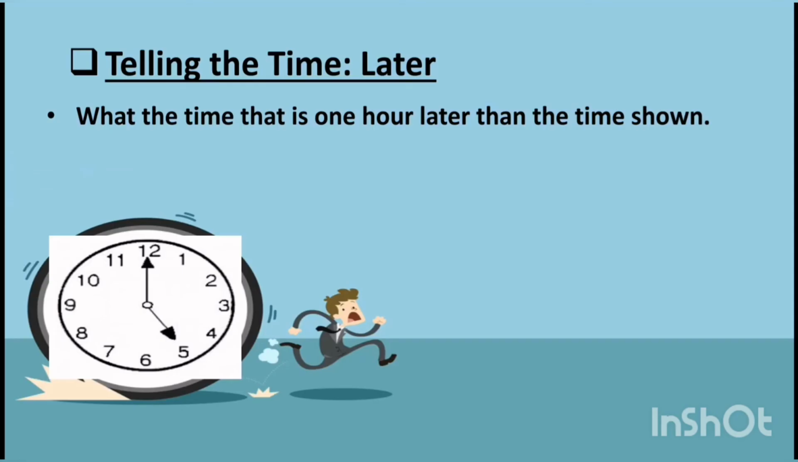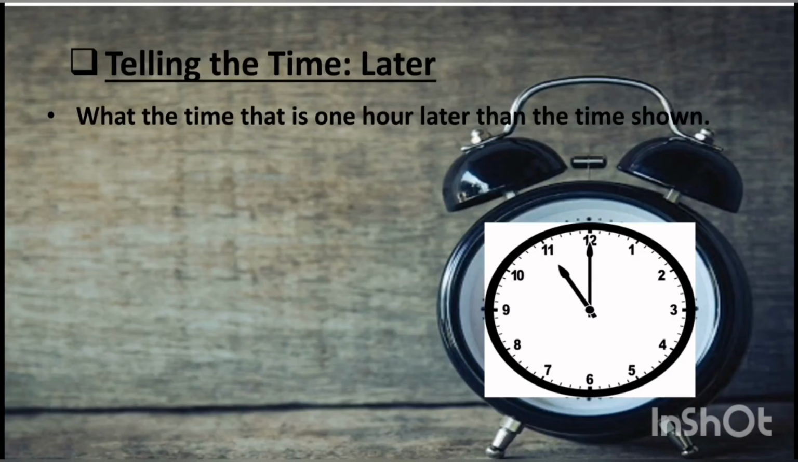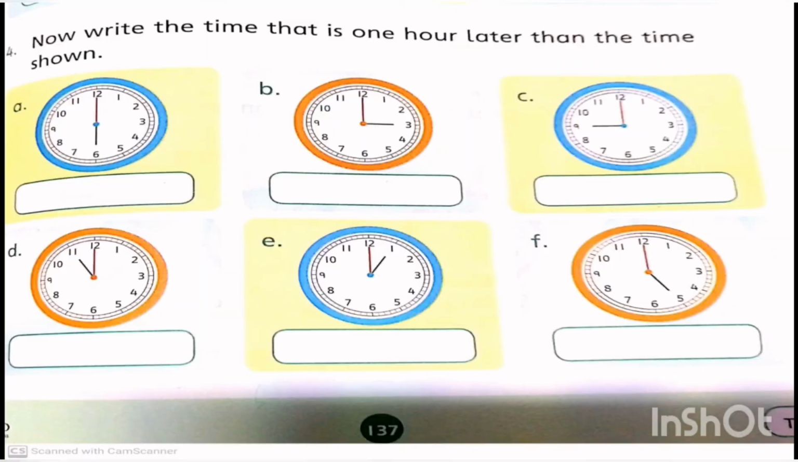In this clock, this is 5 o'clock. So 1 hour later it will be 6 o'clock. In this clock, the time is 11 o'clock. So what will be the time after 1 hour? Later, it will be 12 o'clock. Students, I hope you understood.